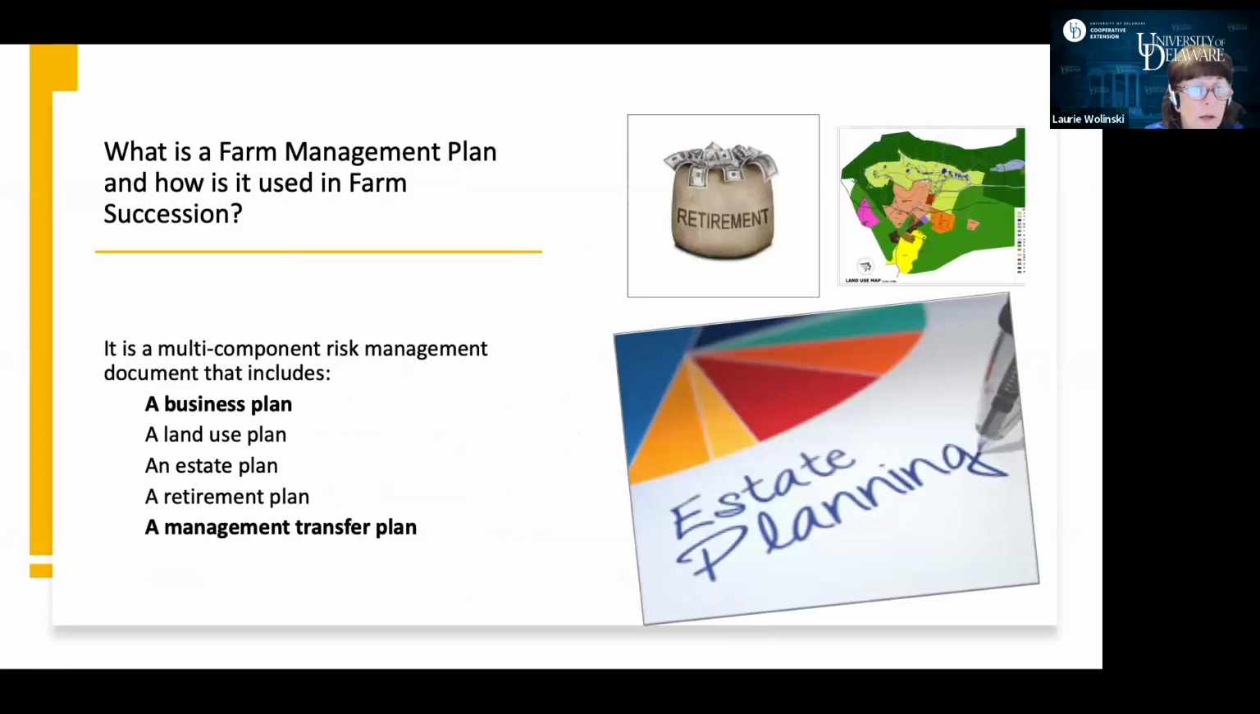So, when we think about a farm management plan and how it's used in a succession plan, it's a multi-component risk management document that includes a business plan, a land use plan. Some of you typed in things related to a land use plan, an estate plan, a retirement plan, and a management transfer plan. So for this portion of the talk, we're going to focus on the business plan and a management transfer plan.